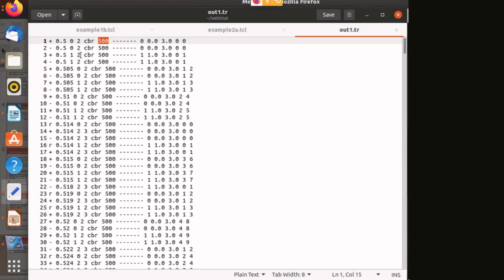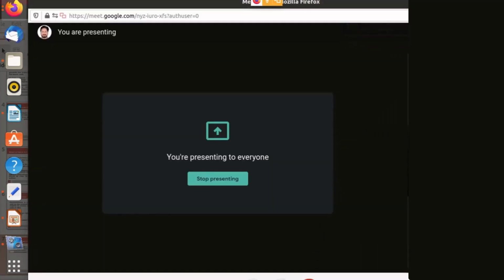I will explain again, no problem. The first line shows, this plus shows the enqueue operation. A packet is getting enqueued at time 0.5 at node 0 to be transmitted to node 2. The packet type is CBR. The size of the packet is 500 bytes. And the packet ID is 0. This is what is shown here.